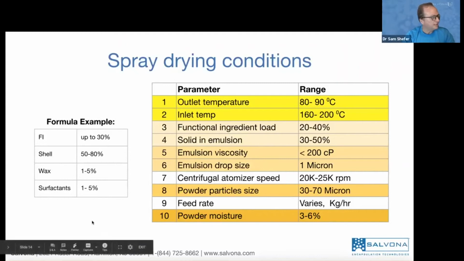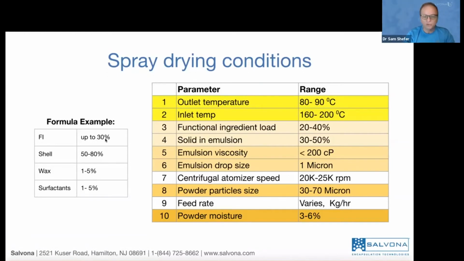Then this is a typical formula. If you need to formulate a MultiSal, that's what you should pay attention to. The functional ingredient, like menthol, retinol, whatever it is, should be up to 30%. In some cases, we can increase to 40%. It's possible to do 40%, okay? But we don't want to go there, because the higher we go, the faster the release rate. So we lose the effect of slow release.